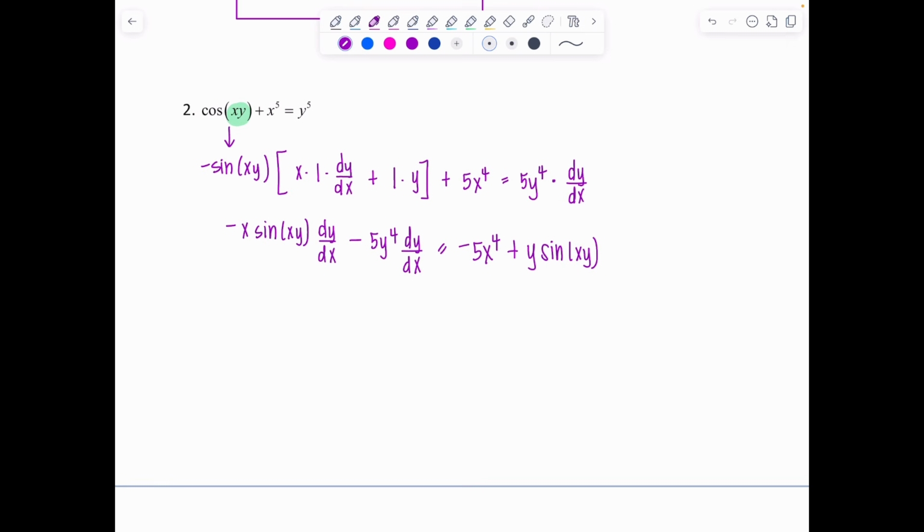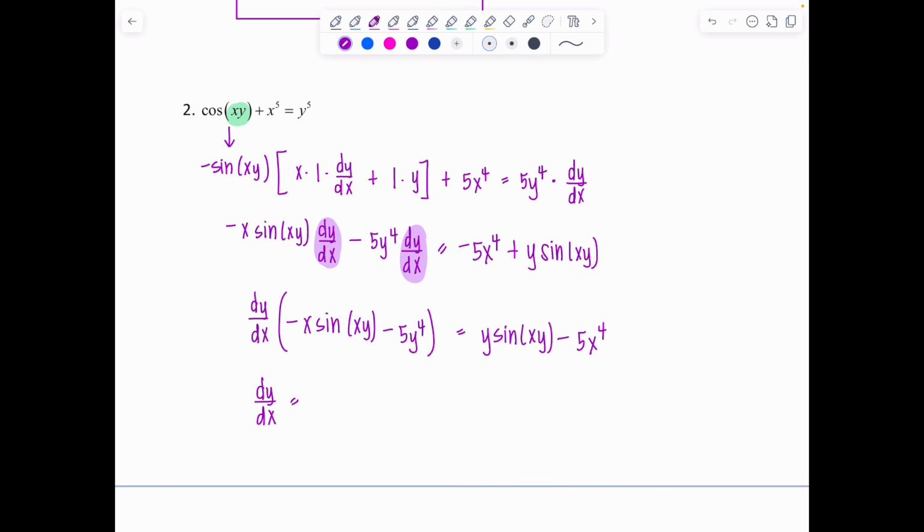I know, you're fine. Okay, I can factor out dy/dx from both these terms. So let's do it. dy/dx times negative x sine of xy minus 5y to the fourth equals y sine of xy minus 5x to the fourth. And then last step, dy/dx equals y sine of xy minus 5x to the fourth over, let me factor this negative out, and then I have x sine of xy plus 5y to the fourth.